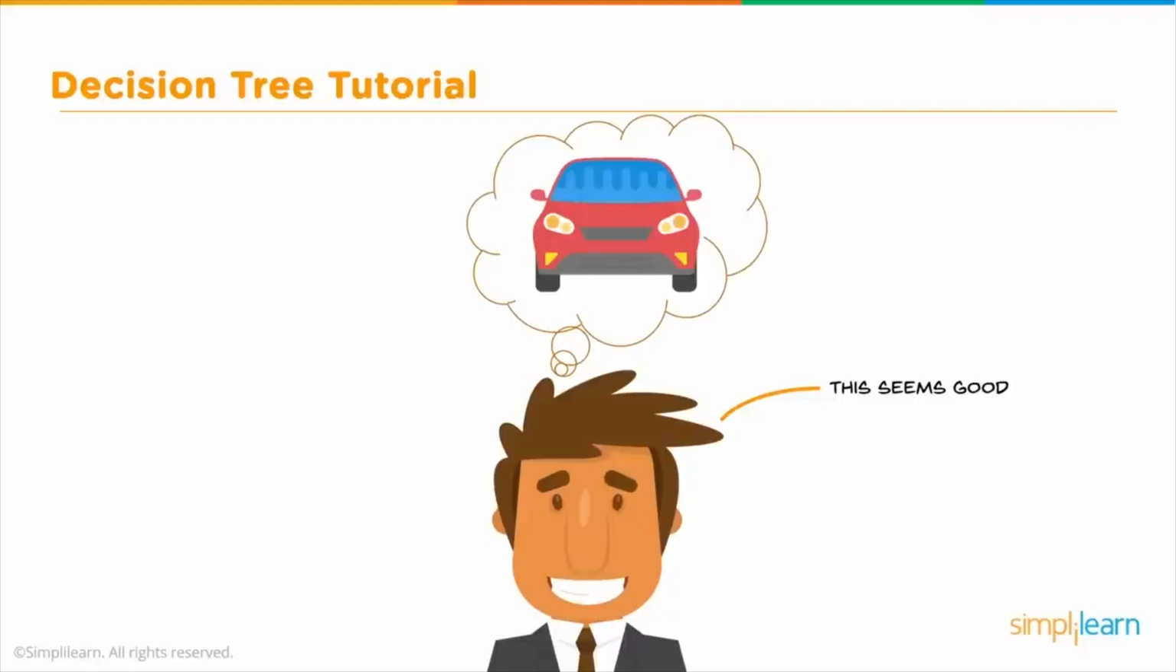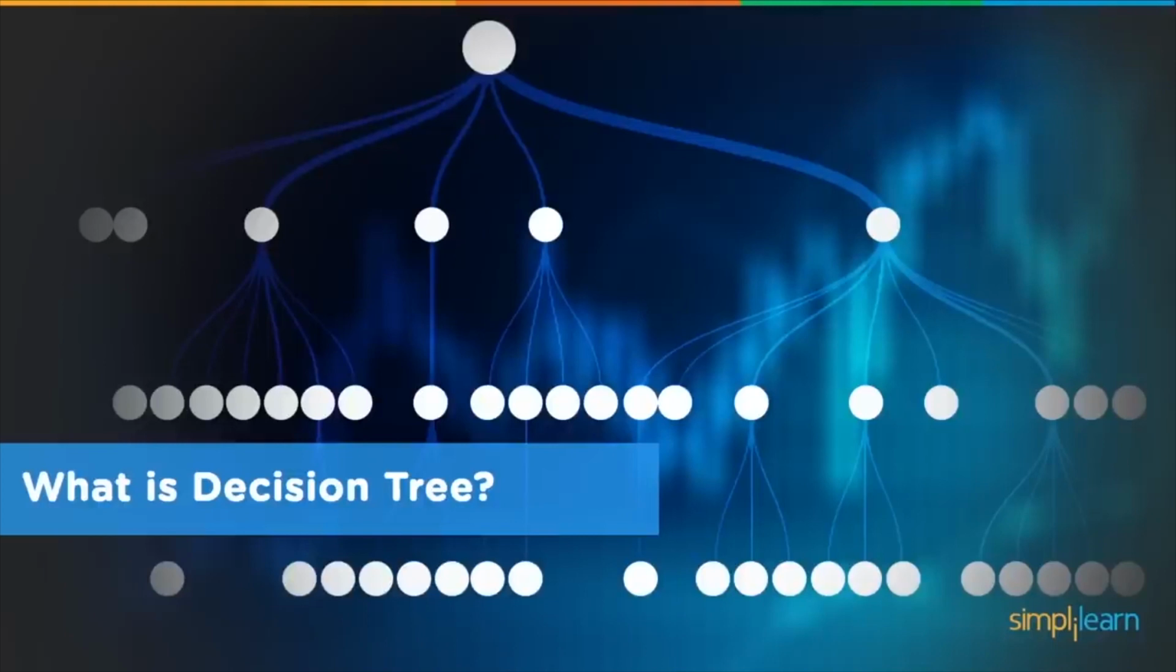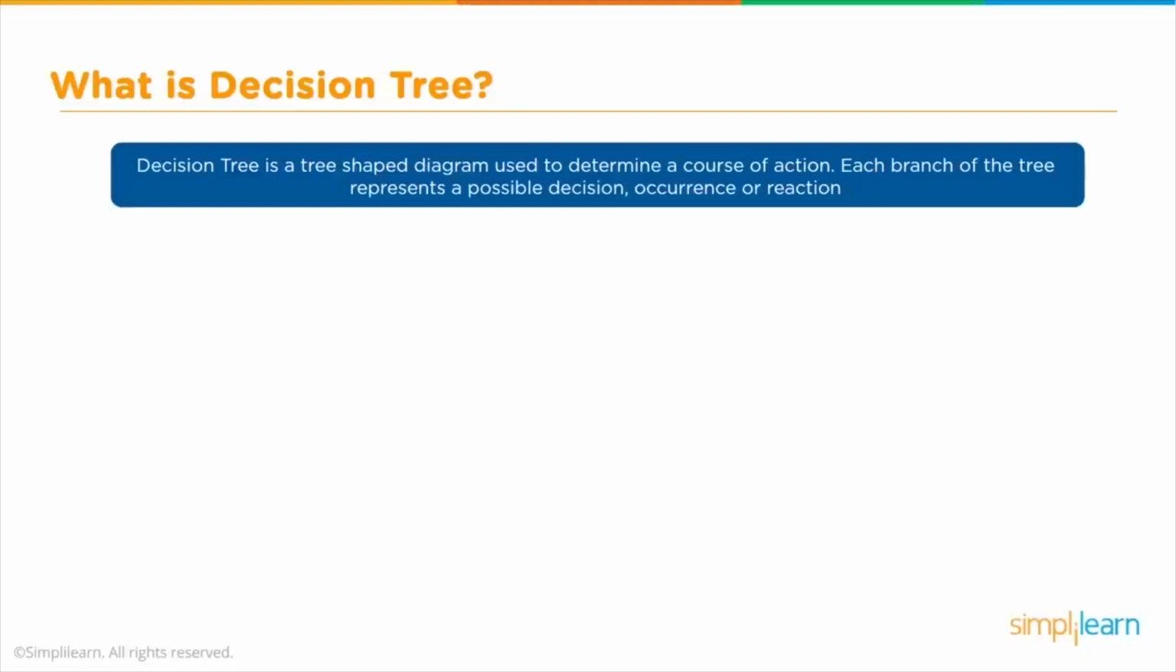this, maybe not in buying a car, but in how to process data. What is a decision tree? Let's go through a very simple example before we dig in deep. A decision tree is a tree-shaped diagram used to determine a course of action. Each branch of the tree represents a possible decision, occurrence, or reaction.